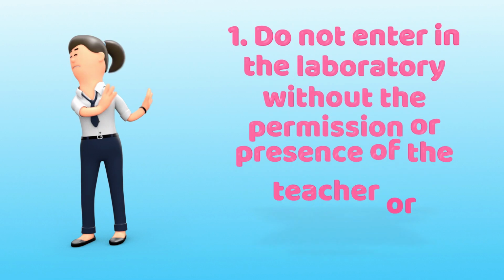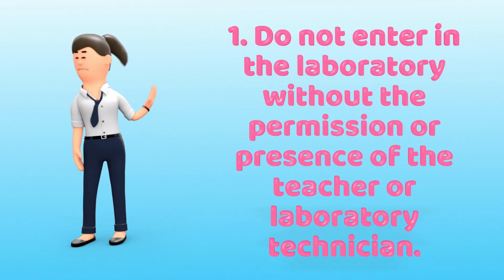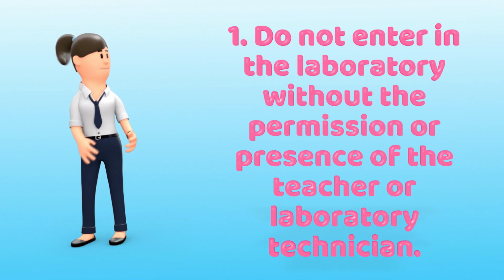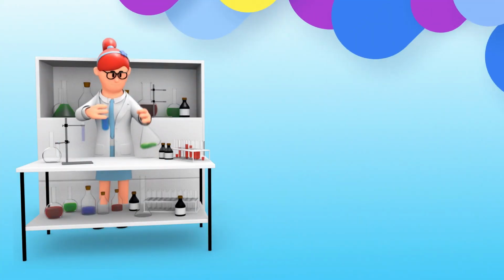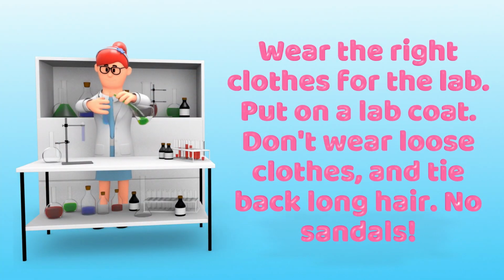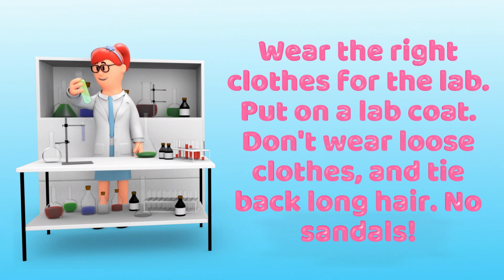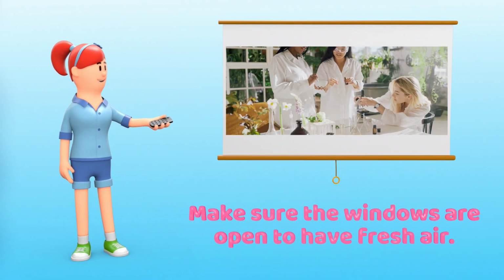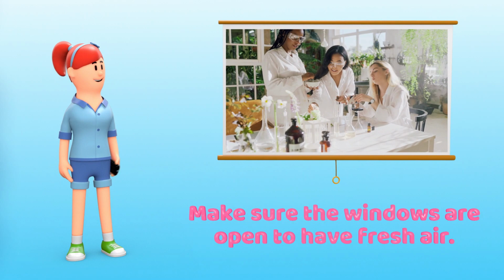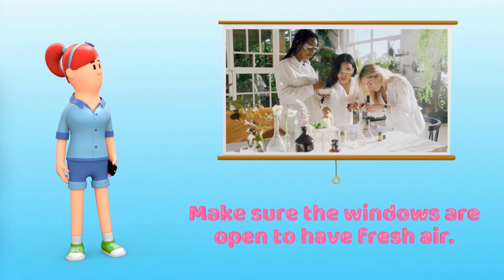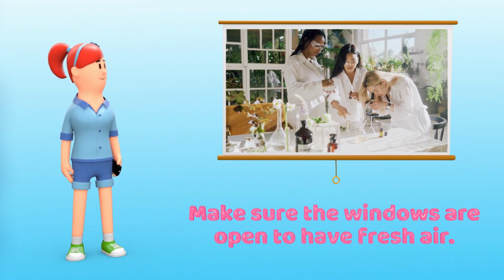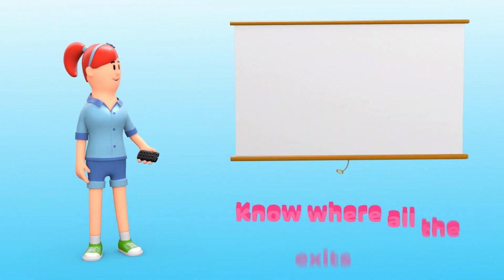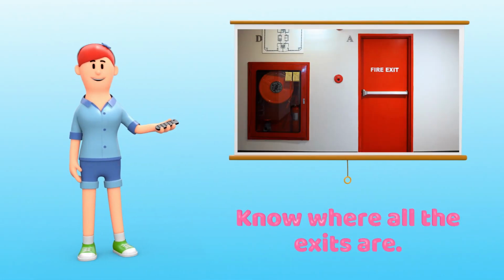Let us start with rule number 1. Do not enter the laboratory without the permission or presence of the teacher or laboratory technician. And wear the right clothes for the laboratory. Put on a laboratory coat, don't wear loose clothes, tie back long hair, and no sandals. When you are in the laboratory, make sure the windows are open to have fresh air. And you must know where all the exits are.